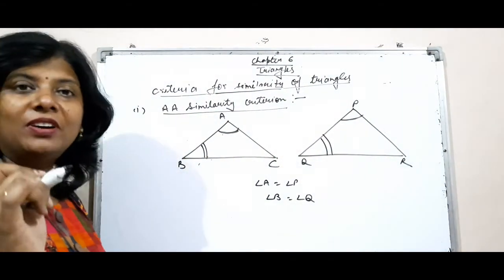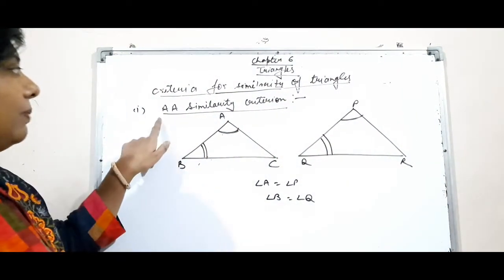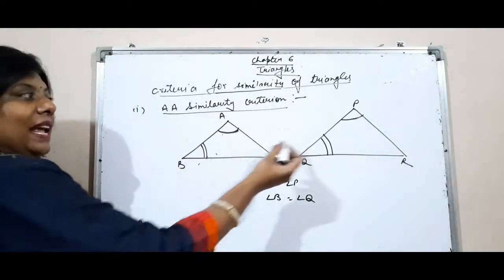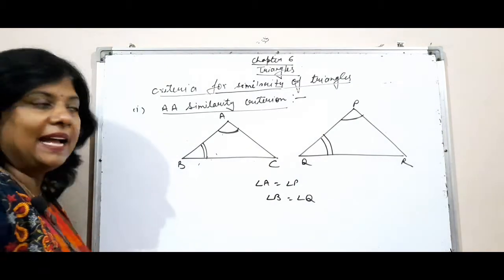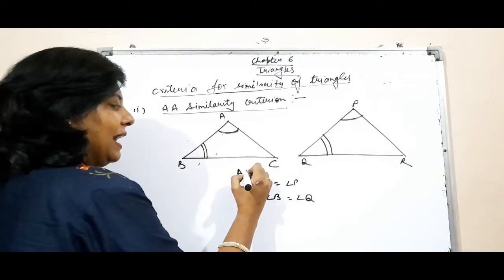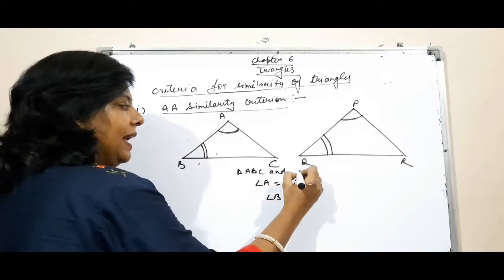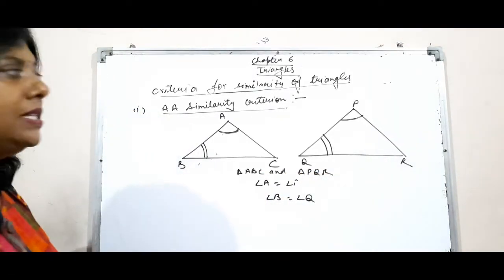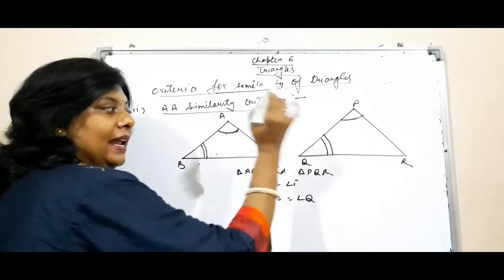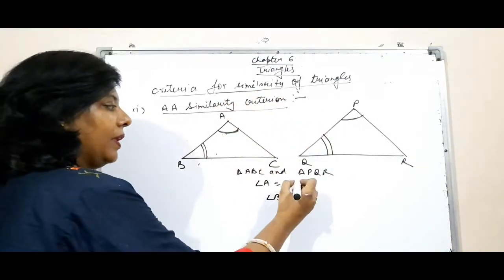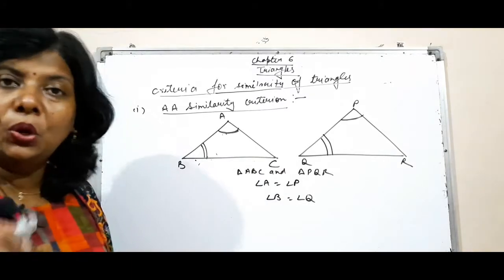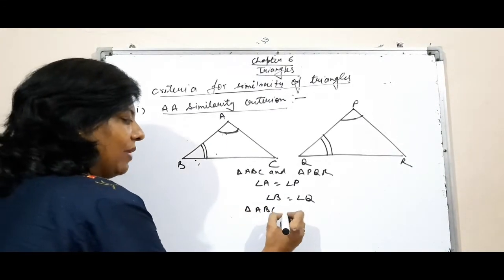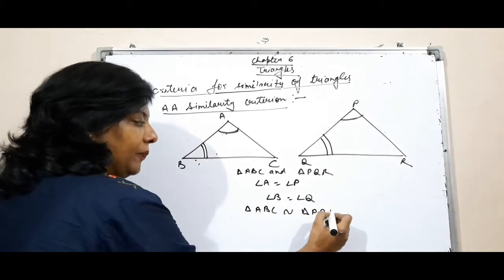What do you mean by the word AA similarity criteria? It means angle angle similarity criteria. Suppose we are having two triangles ABC and triangle PQR. If their corresponding angles are equal, angle A equals angle P, angle B equals angle Q, then triangle ABC is similar to triangle PQR. Okay?